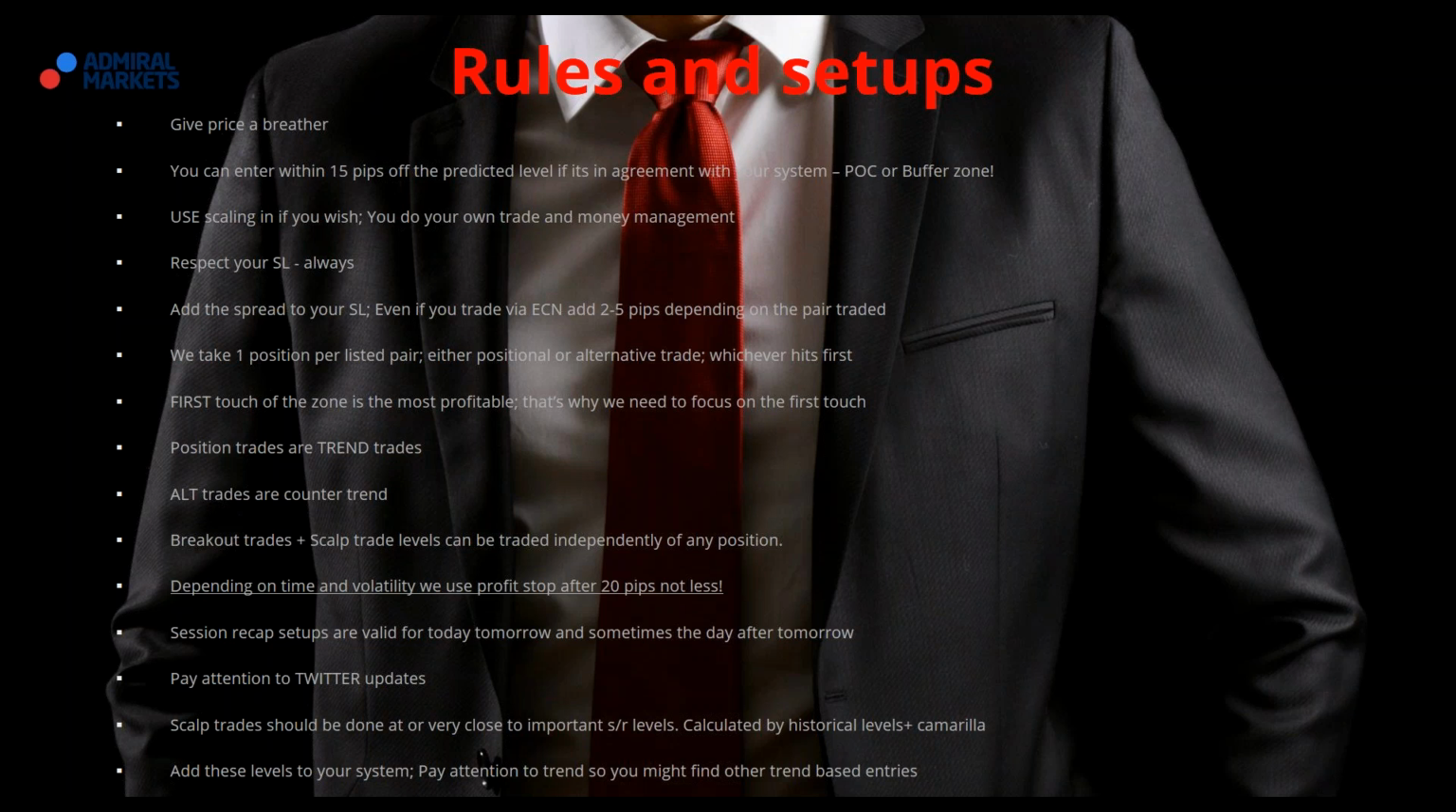Scalp trades should be done at or very close to important support or resistance levels. All those levels are calculated by my Camarilla pivot points. Add these levels to your system. Pay attention to trends, so you might find other trend-based entries. And the term pips pool that we use, it's the maximum available number of pips you could have made on recap entries.